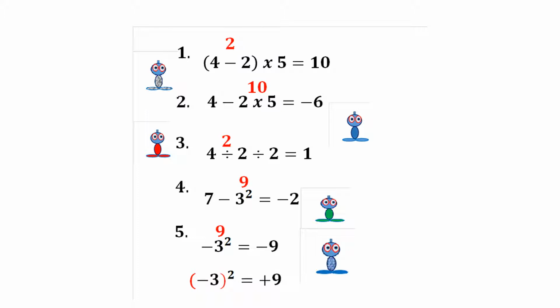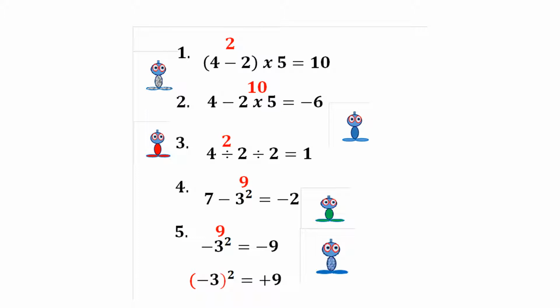Our next problem, 4 minus 2 times 5. We read left to right. We have a subtraction and a multiplication. We must multiply first. 2 times 5 is 10. 4 minus 10 is negative 6. We could have also done negative 2 times 5 is negative 10, and 4 and a negative 10 is also negative 6.